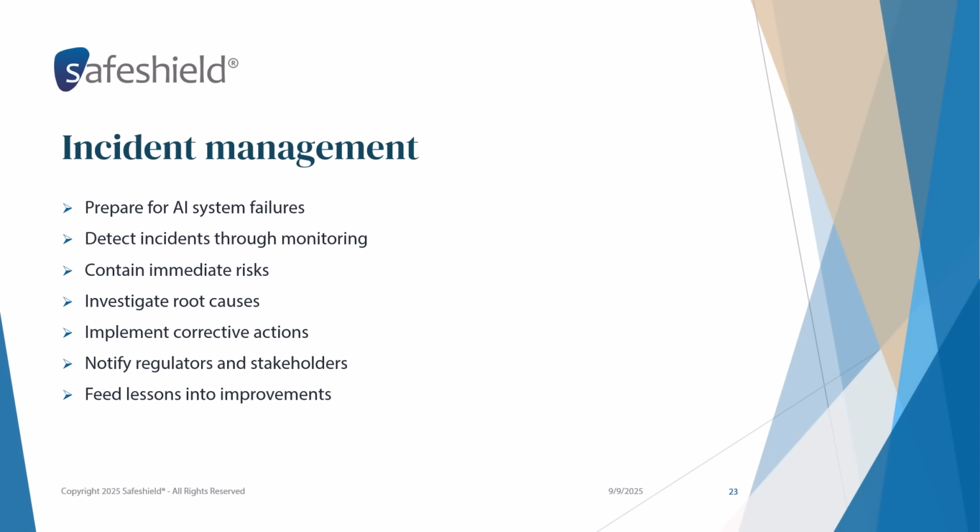For example, if a hiring algorithm produces biased outcomes, the organization must not only correct the system, but also revisit its data sourcing, testing protocols, and oversight mechanisms. Incident management acknowledges an understanding that problems will arise. But when they do, organizations have the systems in place to respond quickly, minimize harm, and learn from past mistakes.